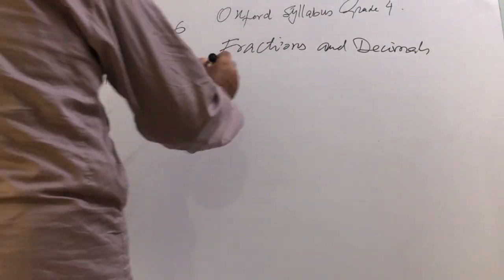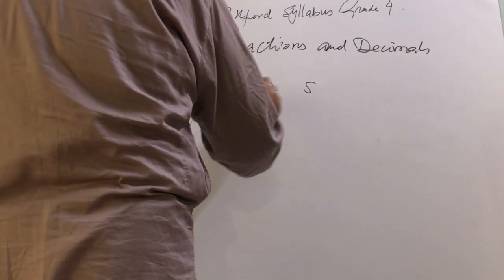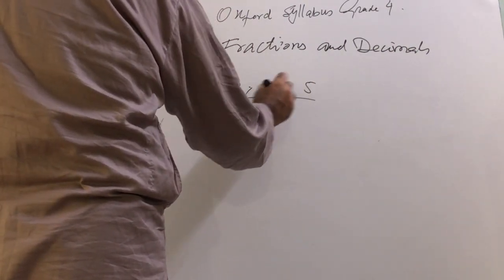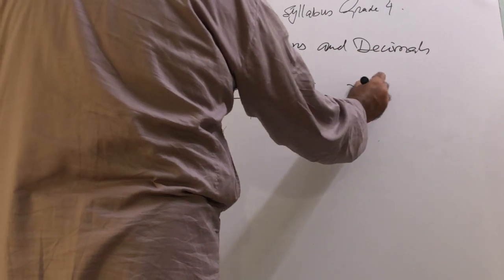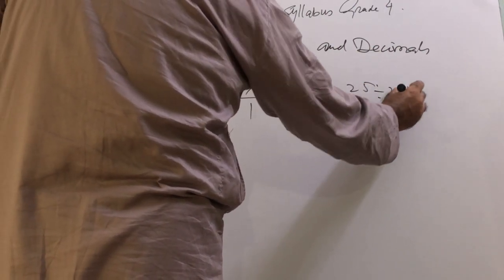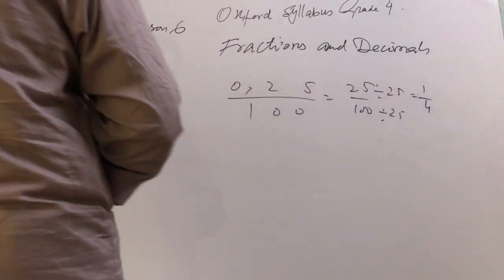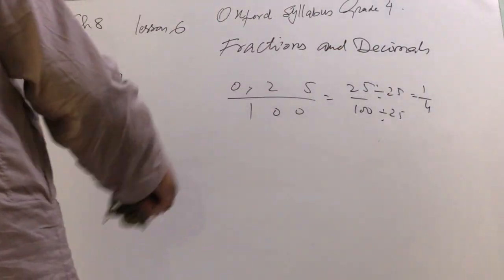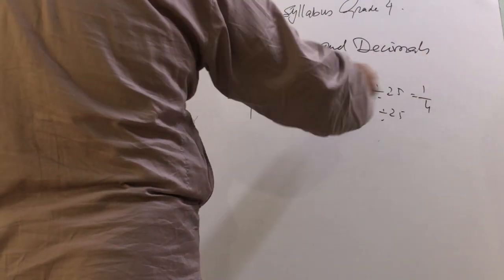Part B is 0.25. We'll be quick on this. Remove this point, put 1. We have 2 digits. It becomes 25 over 100. Divide this with 25. We get 1 over 4 as the answer. You can divide it with 5, then 5 again, and you will get the same answer.